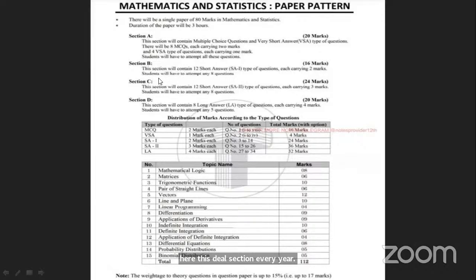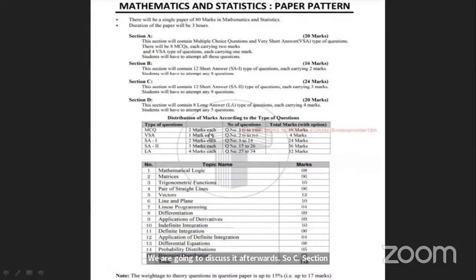Then after that, section C, which contains 12 short answer questions. Here they are 3 marks questions. Again, you are going to solve only 8 questions out of 12, so 8 into 3 is 24 marks in section C. Here, at least you have to show 3-4 steps, and each step will carry 1 mark. We are going to discuss that in detail afterwards. Section C means slightly bigger examples compared with section B.